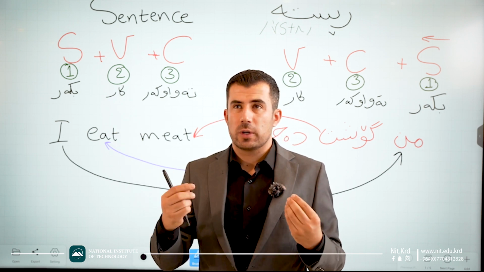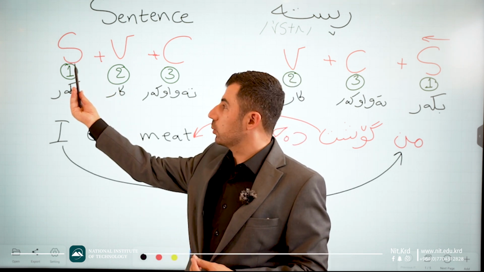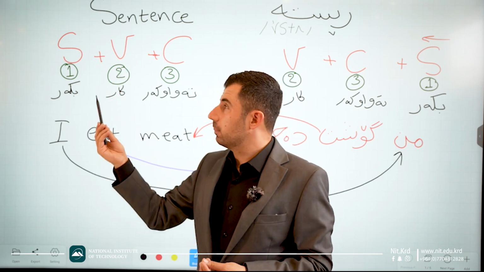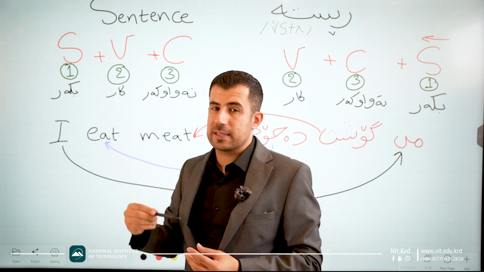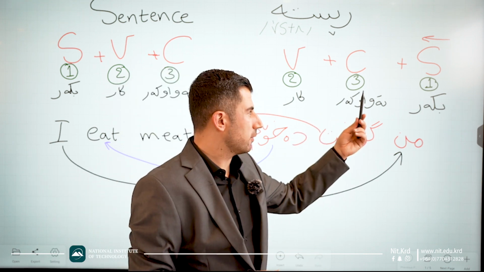We have to follow these simple instructions. First of all, here in the rule, we have subject at the beginning, plus verb, plus complement. That is a simple sentence in English. But in Kurdish, we have somehow different style.